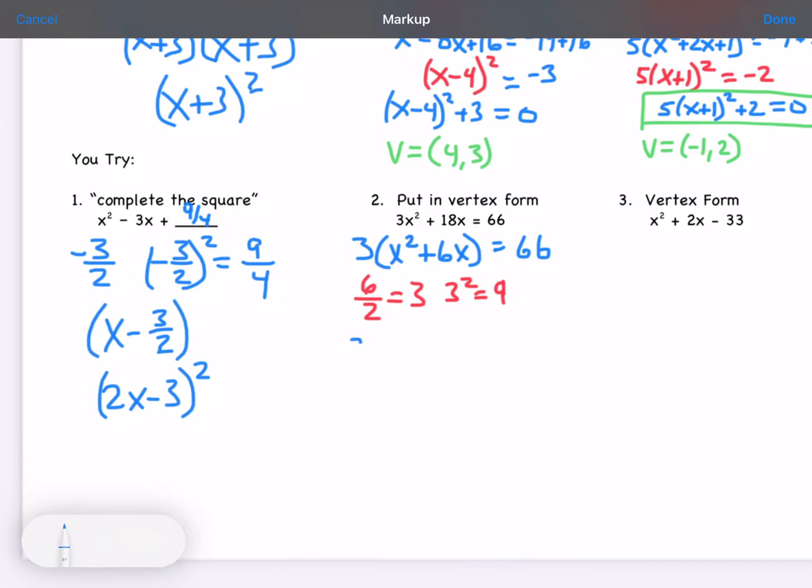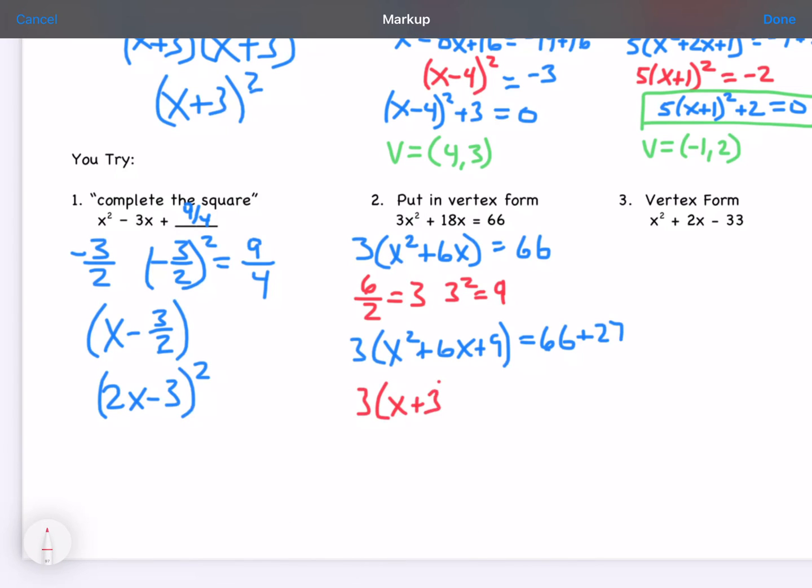So when we're doing this, we have 3 times x squared plus 6x plus 9 equals 66. And then we're adding 27 because it's 3 times the 9. So we have to add 27 to both sides. So when we do the factors, this is 3 times x plus 3 squared. We get that from here. Goes right in there. That's our factor. That's the shortcut. Equals 93.